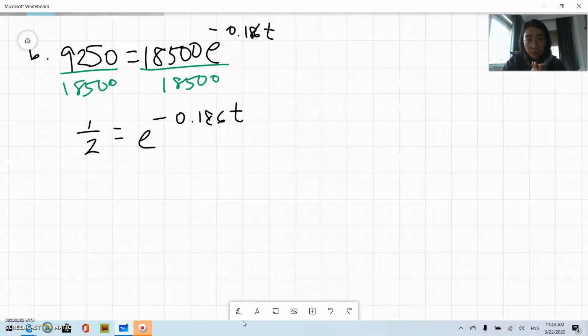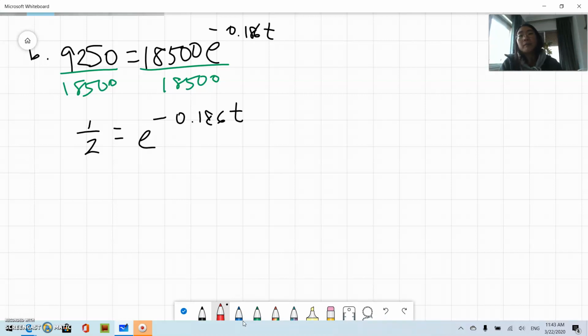Okay, this is where our problem begins. What did we use if we wanted to bring the exponent down? It's another part of our chapter. It was log, right? But because the base is e, we're not going to use just any log. We're going to use the natural log. So what I'm going to do is I'm going to put natural log.